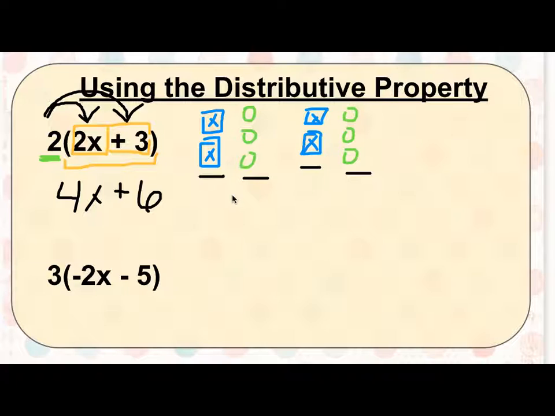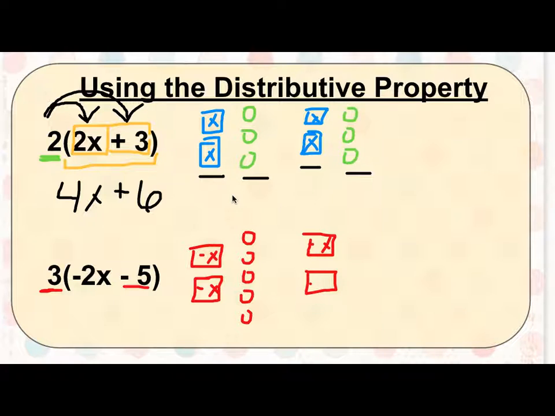This picture, on the other hand, on the bottom would look like this. If I've got 2 negative x's, I can just draw them like that, and I have 5 negative chips. 1, 2, 3, 4, 5. And the 3 on the outside says, okay, I have this picture 3 times. 2 negative x's, and 1, 2, 3, 4, 5, and I have this one more time. Because I have this 3 times.